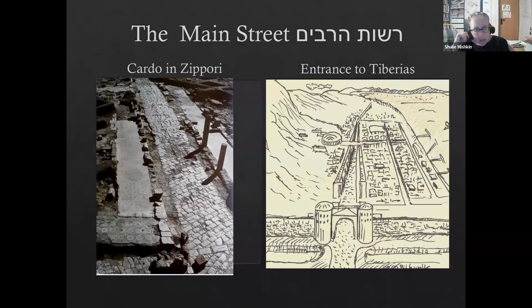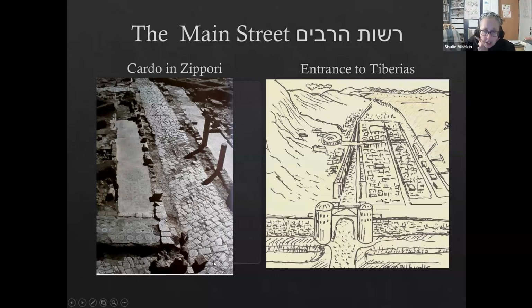Okay, so we know that a lot of cities and even towns have a main street. Here's the Cardo in Sepphoris. We have the Cardo in Jerusalem. That's from later, but still interesting to know about. This is the main street in the town of Tiberias. We have a main street that is open at both ends. The Mishnah talks about how a main street has to be open at both ends.